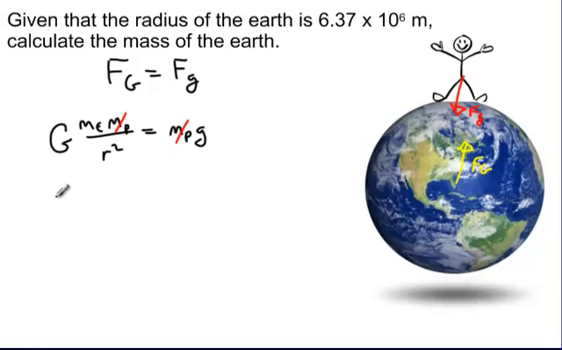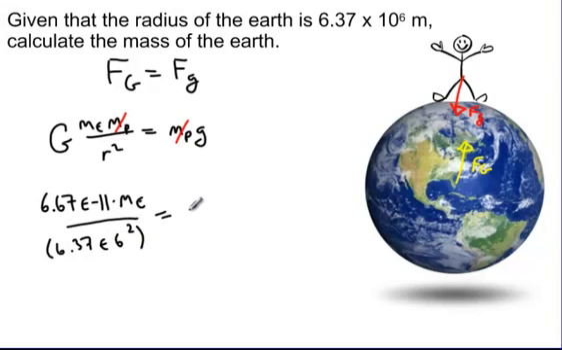I know some values. I know G is 6.67 times 10 to the negative 11, and you see I'll use that E right there. That's multiplied by the mass of the Earth, and that's all over the radius of the Earth. The distance from you, which is on the Earth's surface, to the center, that's the radius of the Earth. So we put in 6.37 times 10 to the 6, and we are going to square that bad boy. Okay, square that bad boy. And that is all equal to 9.8 meters per second squared.